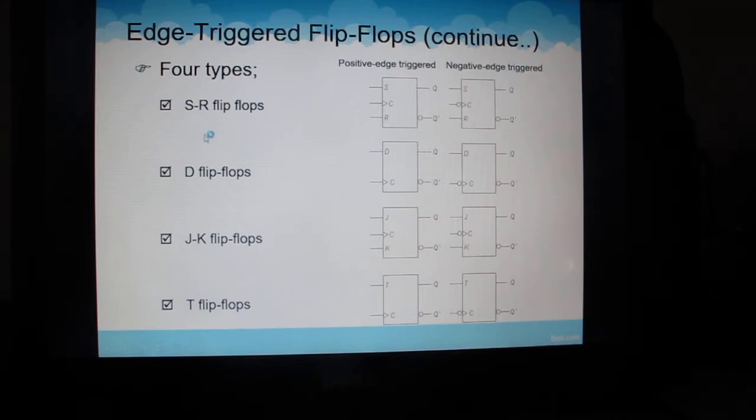So we have the SR flip-flops. This is the symbol for positive edge trigger and this is negative edge trigger. The SR will be similar, but the difference is on the clock. Positive has no bubble here, and if negative we have a bubble here. Next we have D flip-flops, positive and negative edge trigger. Then we have JK flip-flops, positive and negative. And the last one we have the T flip-flops. We go one by one.